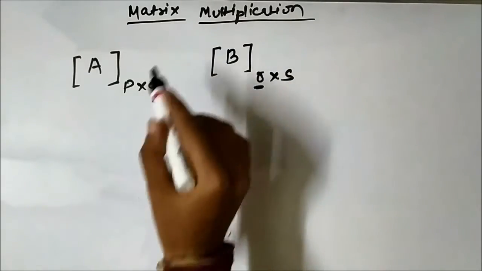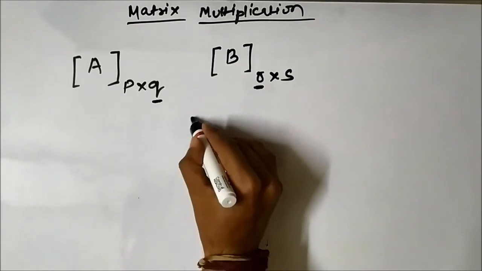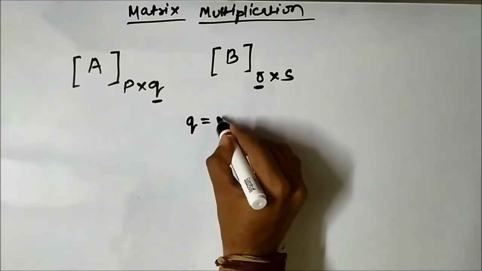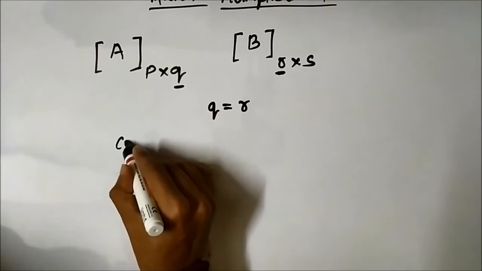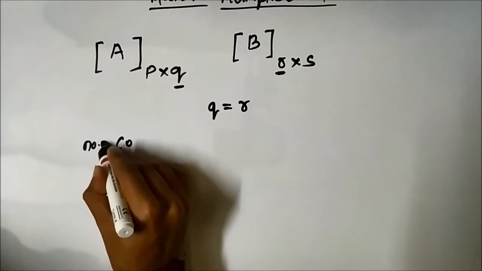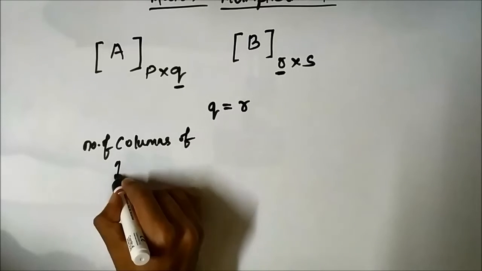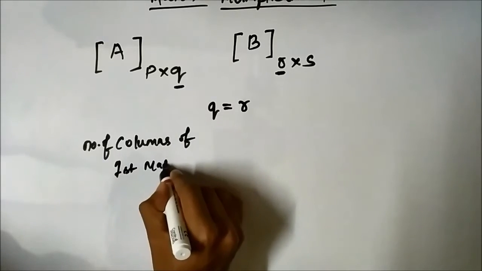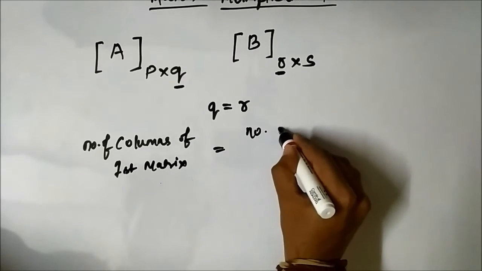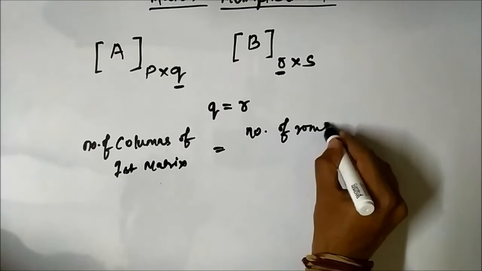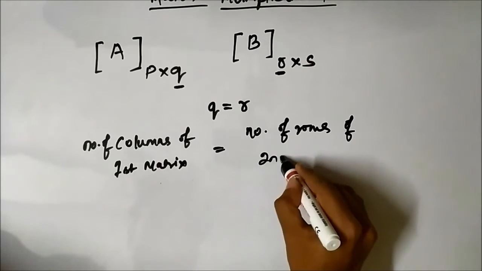So, for these two matrices to be eligible for multiplication, Q should be equal to R. Okay, so we can write it down as: number of columns of first matrix should be equal to the number of rows of second matrix.